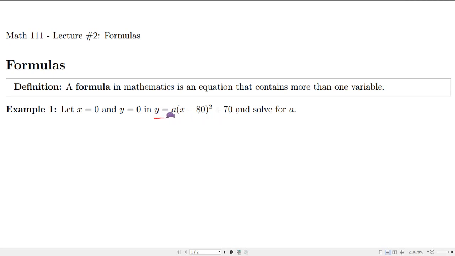So an example of this would be, okay, well, let's say that we have this formula here. This formula has three variables, right, y, a, and x. But we're going to specify that first x is equal to 0 and y is equal to 0, and then we'll be able to solve for the remaining variable a. So let's see what happens when we do that. If y is 0, then we have 0 here. A is unspecified. X is 0. So we'll substitute that.